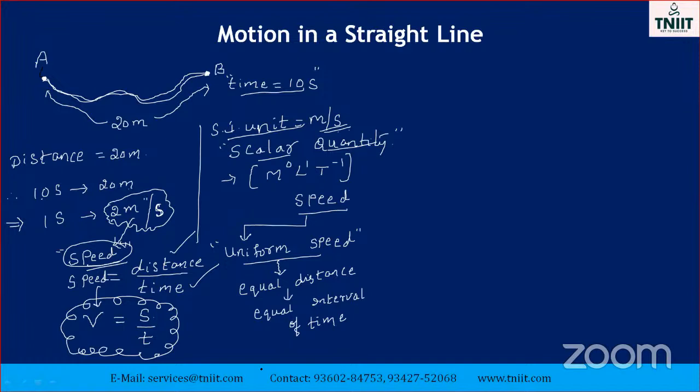Clear? So the speed is said to be uniform speed if it covers equal distances in equal intervals of time. Suppose if this is not happening, then we are going to say it is a non-uniform speed. The second thing is very, very important. That is called the average speed.